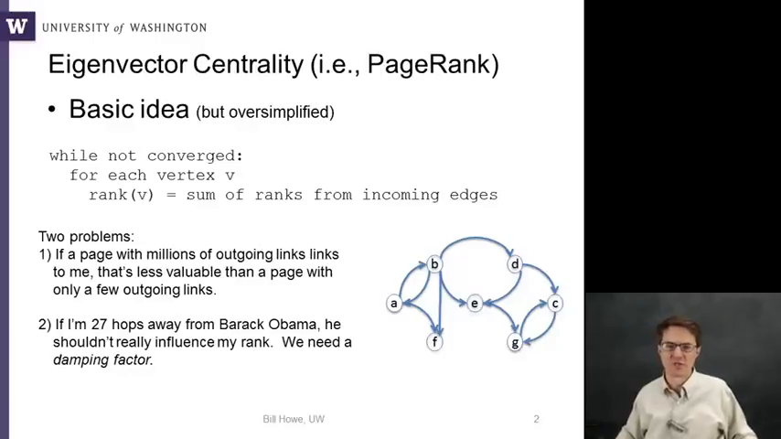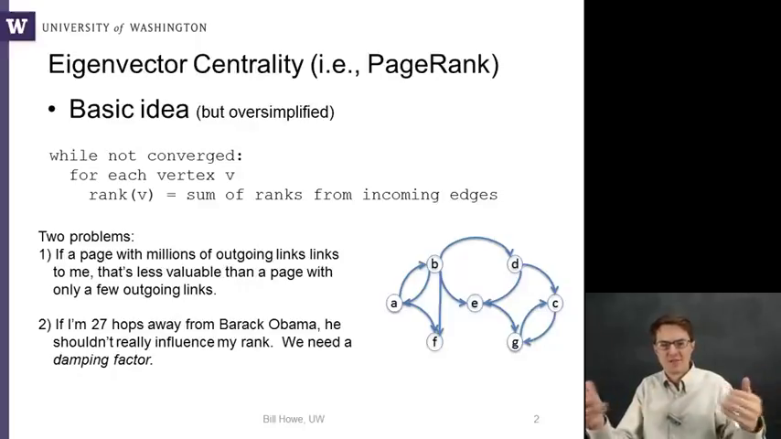But there's a couple of problems with this approach. So one is, one page or one person in the social network with millions of outgoing links, if they link to me, that's somehow less valuable than a page that only links to a few people, right? So if you've got one of these crawlers that follows everyone in order to collect as much data as possible, it's not very important that they follow you, right?